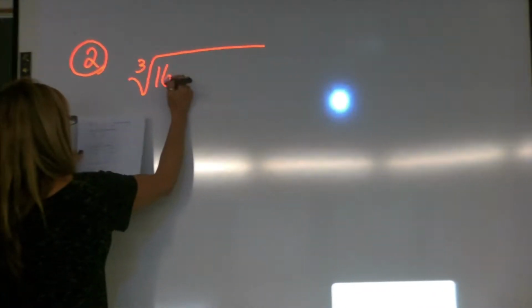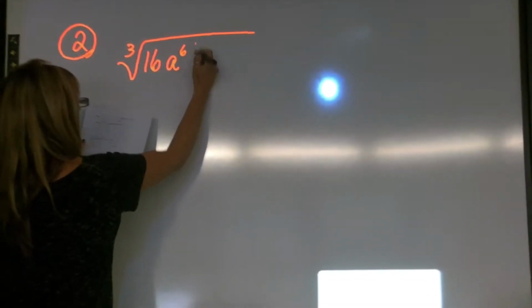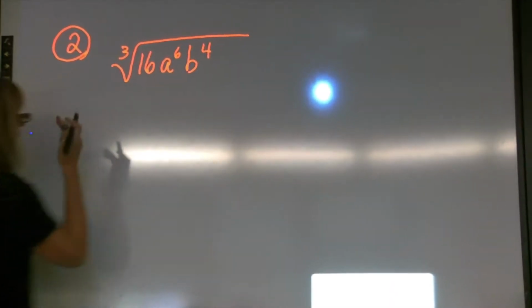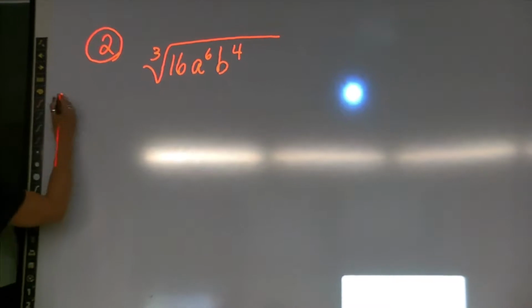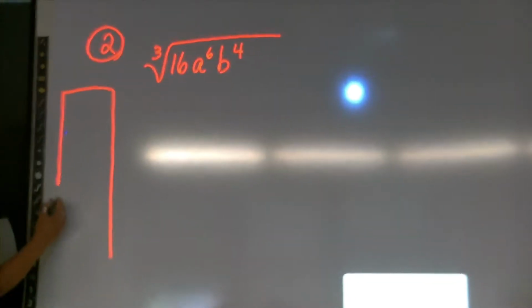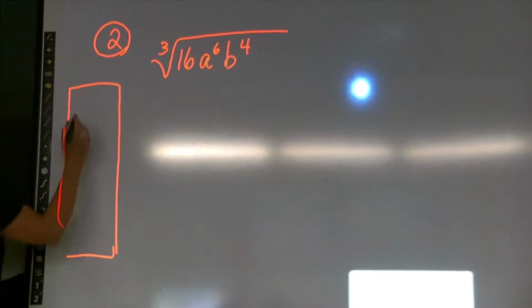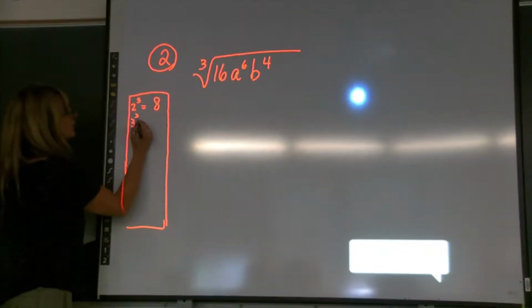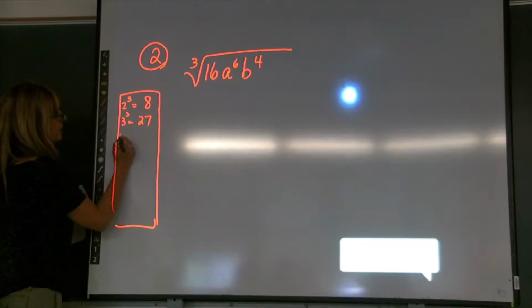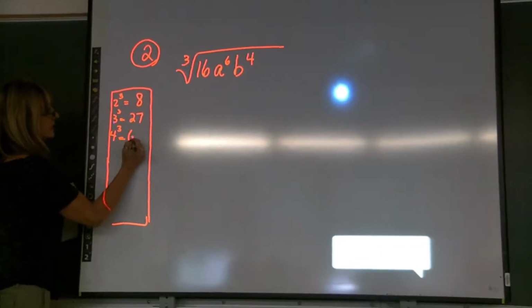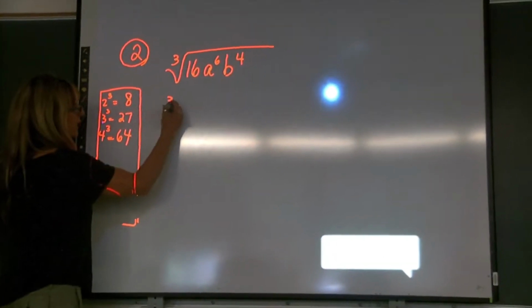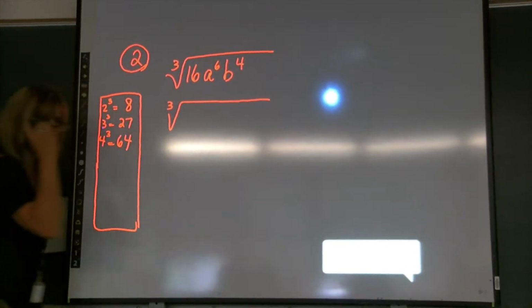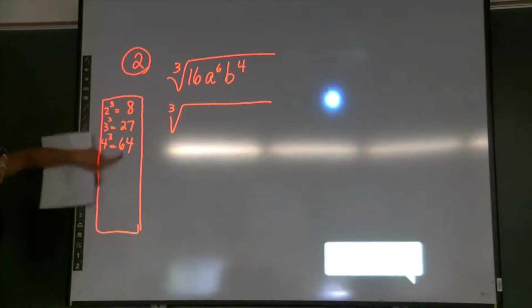Of 16, a to the 6th, b to the 4th. Okay, so on the side of your paper, it wouldn't be a bad idea to put some of your cubes down. 2 cubed, you know, is 8. 3 cubed is 27. 4 cubed is 64. So that when you're breaking apart your perfect cubes, you can look over here.